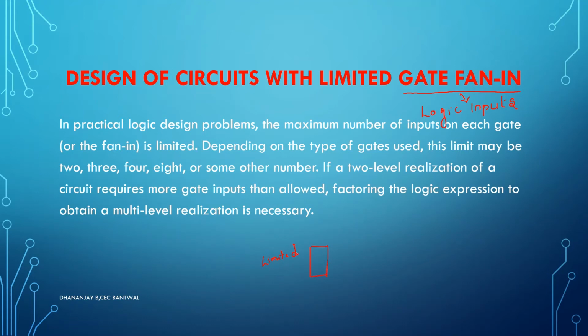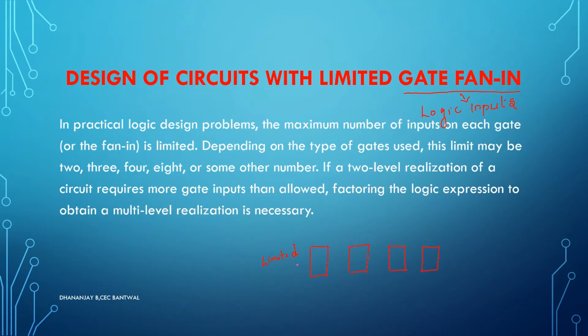So the inputs whatever you are going to give to this particular circuit is called limited gate fan-in, or you can call it limited logic inputs also. Now, what might happen in some circuits is there may be multiple levels of realization. Let's say that is gate 1, this is gate 2, this is gate 3, and finally this is gate 4.